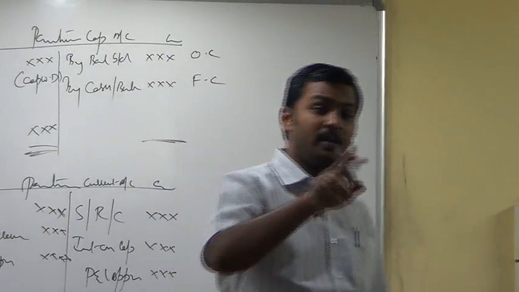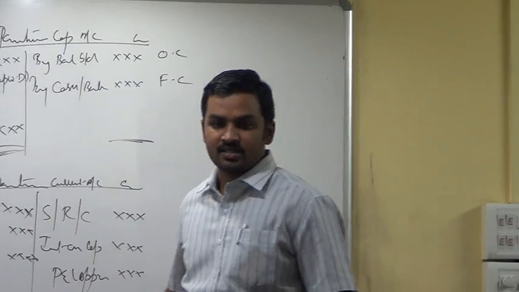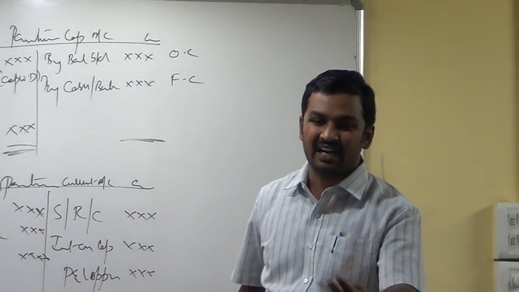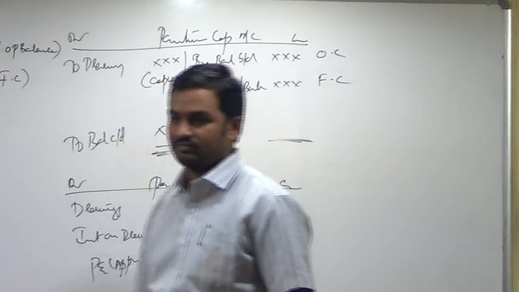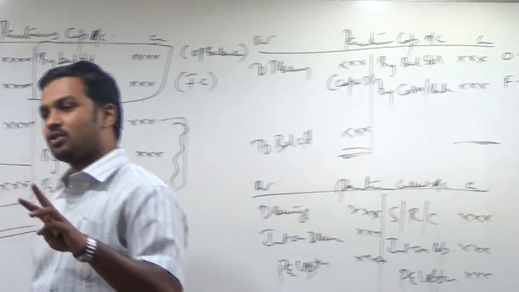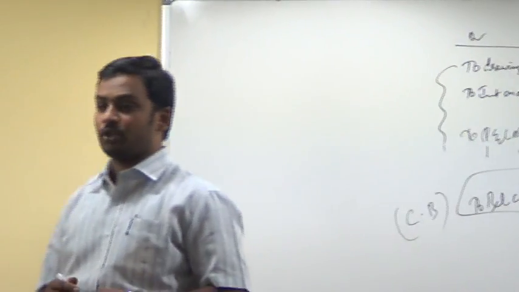Partner's current account may show debit or credit balance. If debits are more than the credits, that means partner becomes a debtor. If credits are more than debits, then partner is a creditor. So partner's current account may either show debit balance or credit balance. If a partner's current account is showing debit balance, that means he is a debtor to the firm. If his account is showing a credit balance, that means he is a creditor to the firm. Is it clear? Are you able to understand?